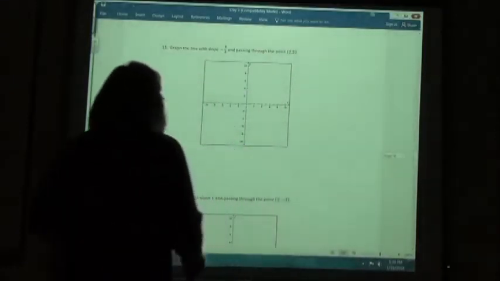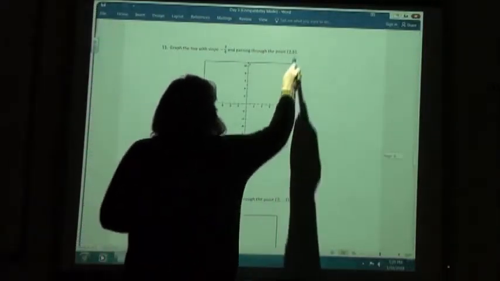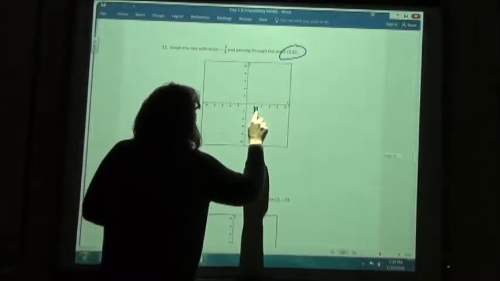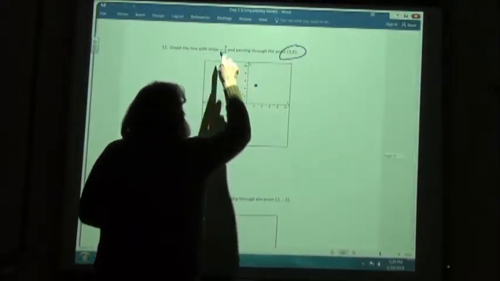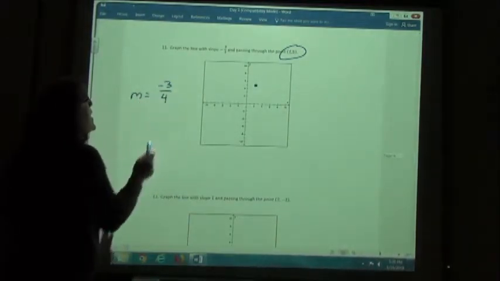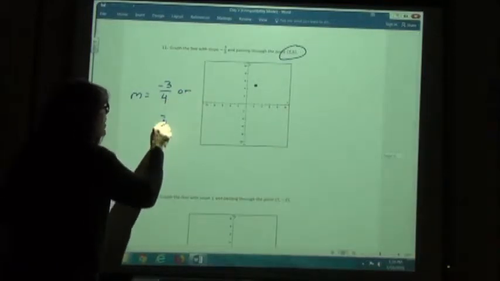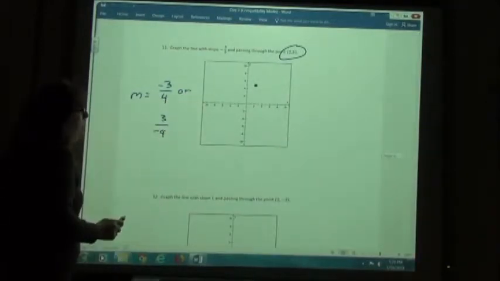Number 11, we're going to graph the line with a slope of negative 3/4 and passing through the point (2, 5). Again, we're going to start by plotting the point (2, 5). So if I start with this one, I'm going to go over 2 and up 5. My slope is negative 3/4. So again, I could do negative 3 over a positive 4, or I could do 3 over negative 4.